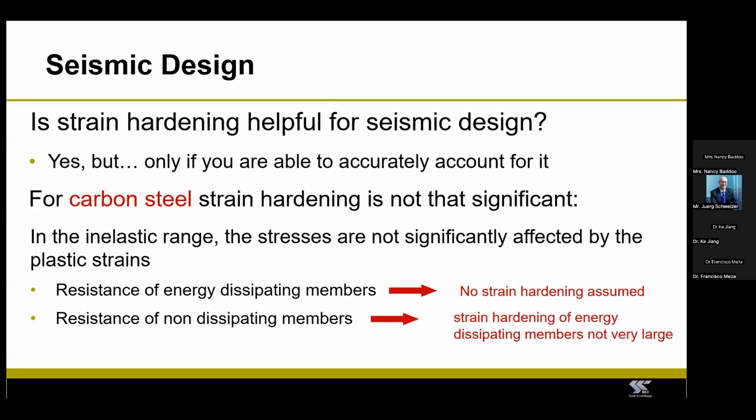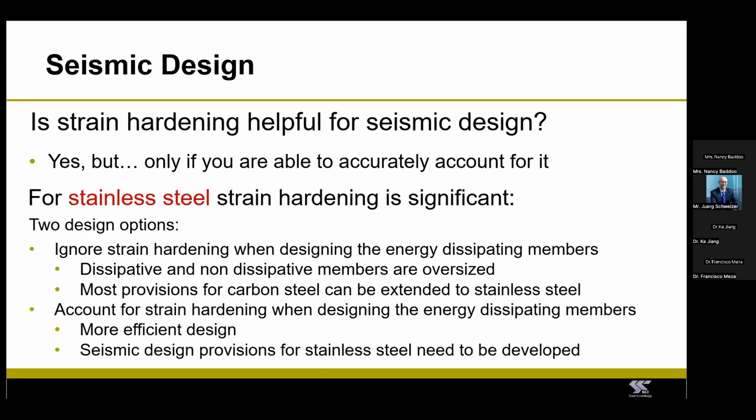Now, because the resistance of the energy dissipating members can be estimated relatively well, this allows for a more efficient design of the non-dissipative members, which, as I mentioned before, have to be designed based on the maximum forces the energy dissipating members can develop when they are yielding. Now, because of the strength hardening, and more importantly, the cyclic hardening of stainless steel, the resistance of the energy dissipating members is not that easy to calculate.